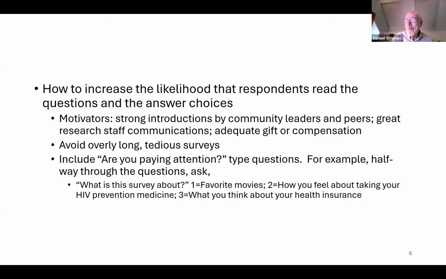So again, I've seen this in other commercial surveys, and my assumption is that it is pretty effective for that purpose.